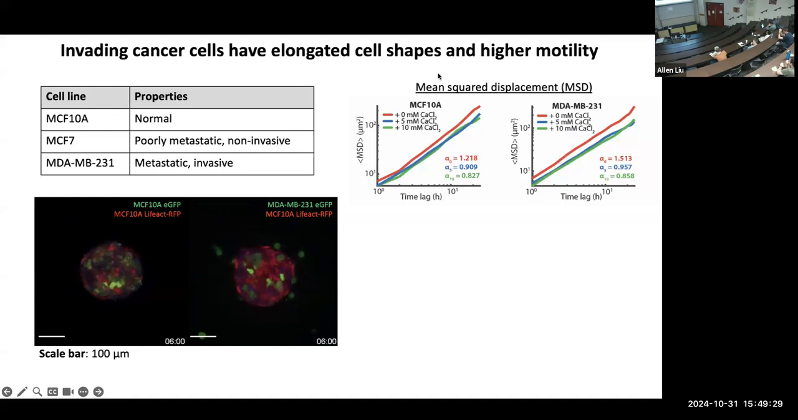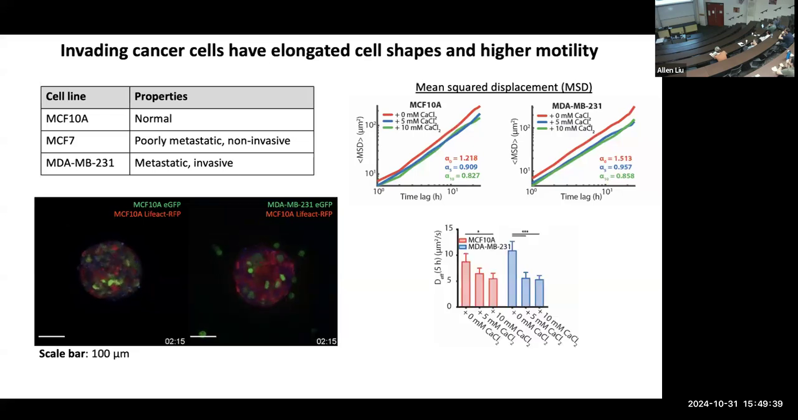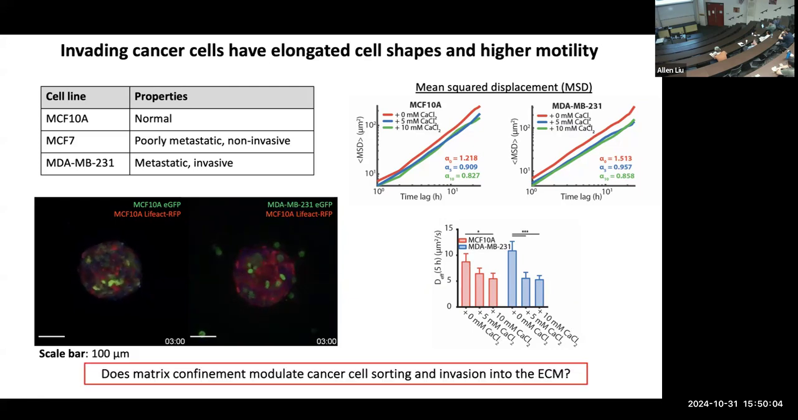Now, the 10A cells are less migratory compared to the MDA231 cells, which is what we expect because the cancer cells are just moving more. We can analyze this by looking at the effective diffusion coefficients, and as you can see, the MCF10A is less migratory, less diffusive, and it lowers diffusion when you have higher matrix confinement, at the 10 millimolar calcium chloride. So this all makes sense: if you apply compressive or confinement stress, the cells are just less motile.